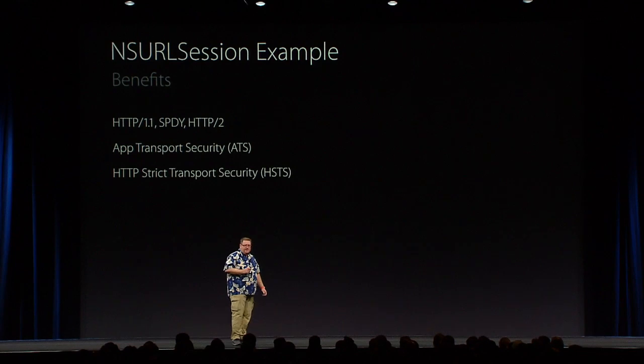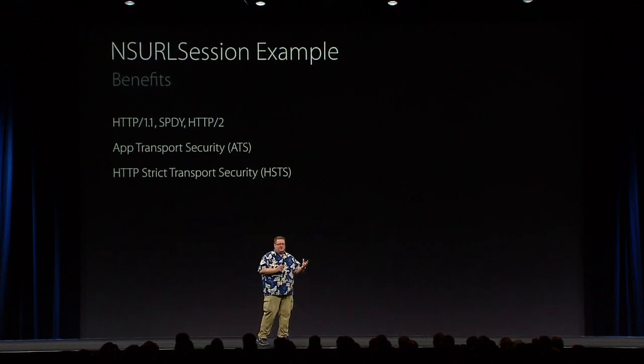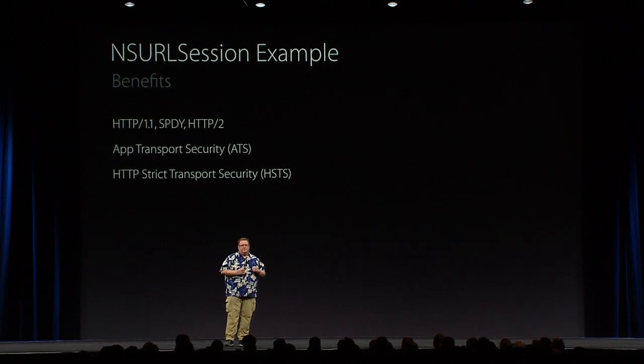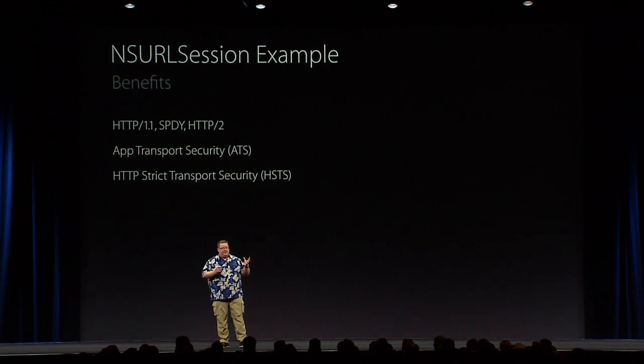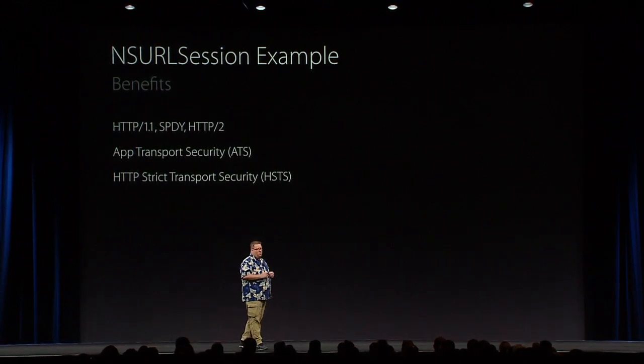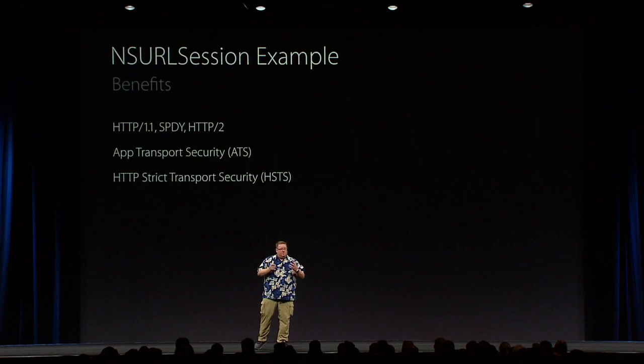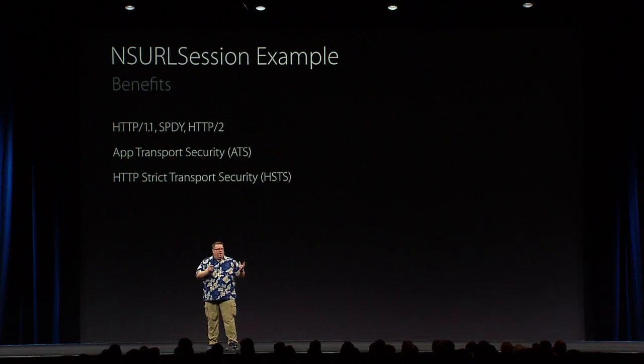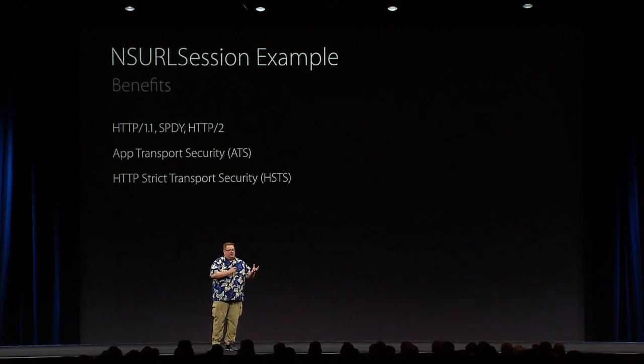HTTP Strict Transport Security, or HSTS, is another great feature built into NSURLSession. This feature protects your users' data and privacy. Now, it can be configured via an HTTP header delivered from your web service, or it can be configured using a preloaded list embedded in the system along with your application. Once configured, all the data is transmitted, sent, and received over a secure connection. The great thing about HSTS is it does not require any code changes in your applications.